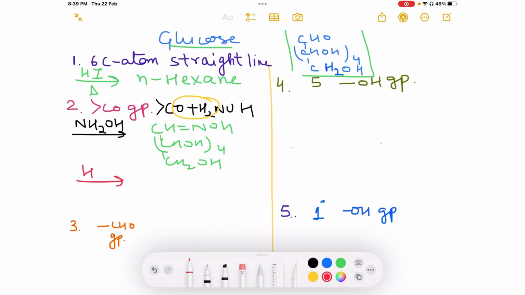Or you can also show the presence of a carbonyl group in glucose with the help of HCN. This results in the formation of cyanohydrin. Carbonyl reacts with HCN to form cyanohydrin.